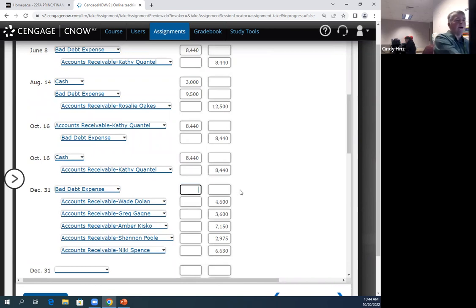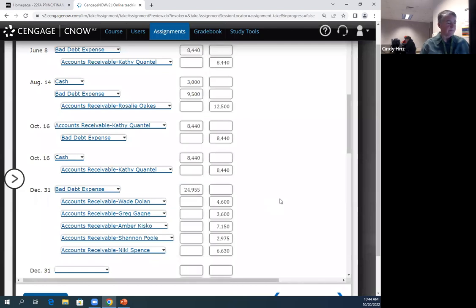And so how do we know how much we're going to debit to bad debt expense? We need to add up all of those credits, right? We just need to know what we need on the debit side to make this entry balance, so that we have the same dollar amounts debited as credited. And if I added them up correctly, it should be $24,955.